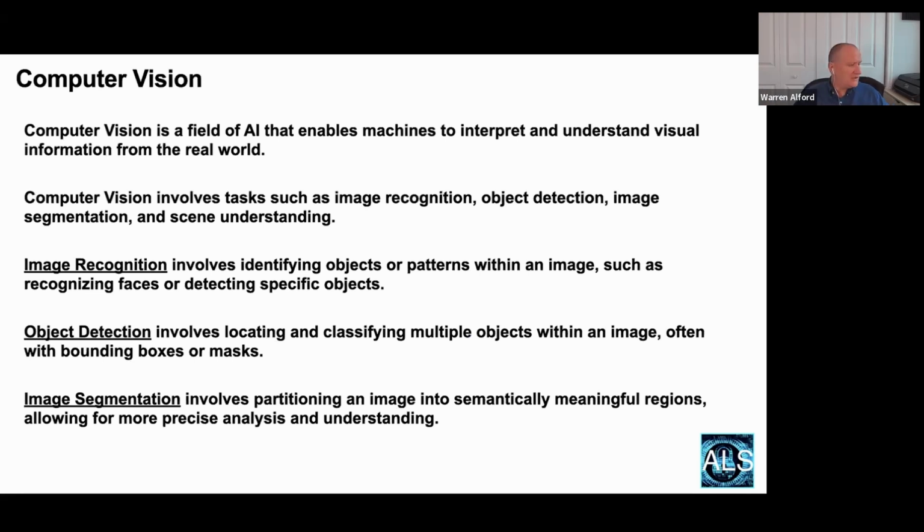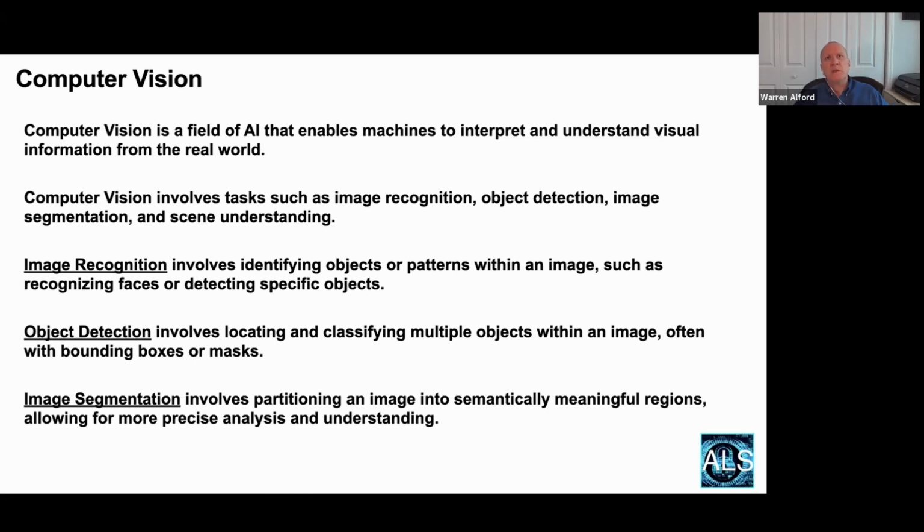So computer vision is a part of AI. It's the field that enables machines to interpret and understand visual information from the real world. We see this on autonomous vehicles. We see it as facial recognition, medical imaging, and also surveillance systems that have activity recognition built into them.